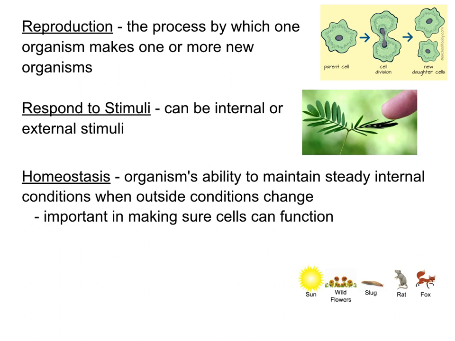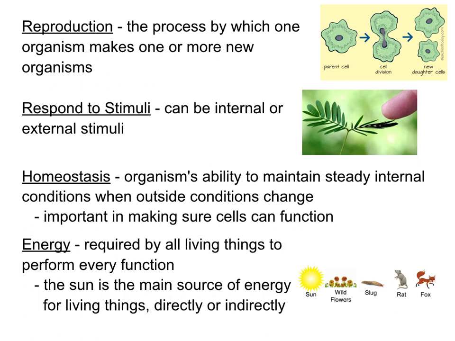And then finally, the last characteristic is energy. Energy is required by all living things to perform every function. So everything you do, from breathing to moving to speaking to digesting your food, all of those things require energy. Plants need energy to live, to grow, to respond to the touch like this one is, to produce seeds, everything. So energy is super important for all living things.